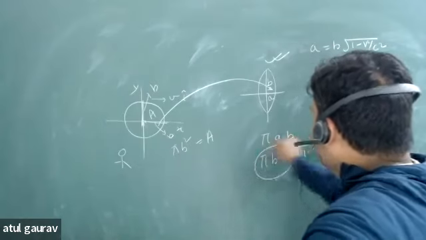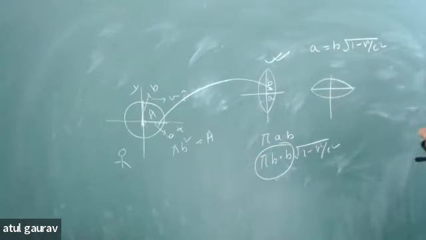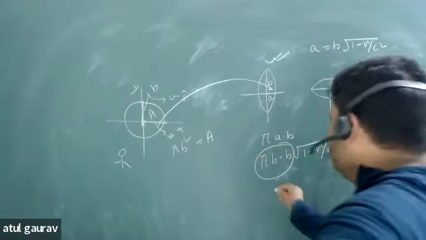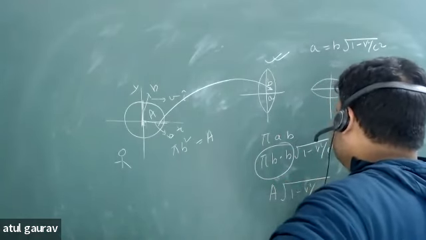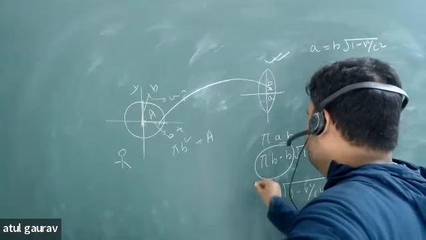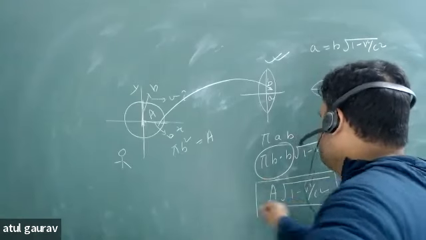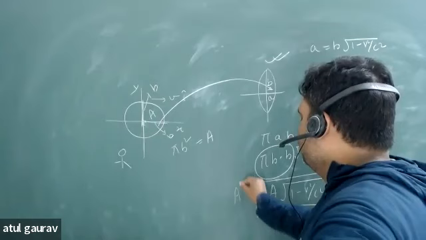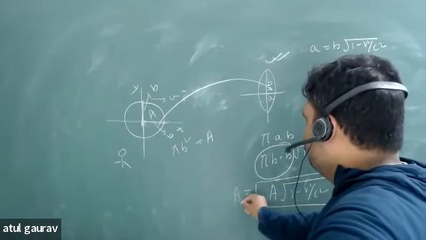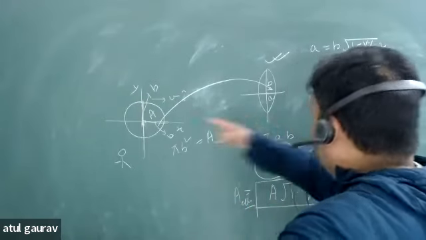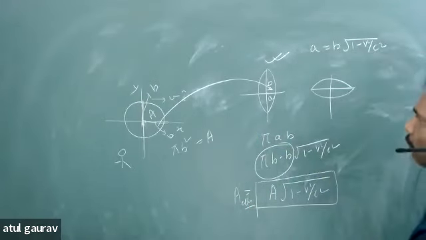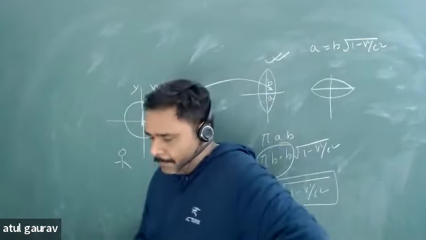And what will be your pi b square? Area of circle. Area of circle, that is A. So root under 1 minus v square upon c square. So this will be your new area. Area, new area. Okay, write the area of the ellipse. And this area is less than this one, isn't it? Due to this particular length contraction.